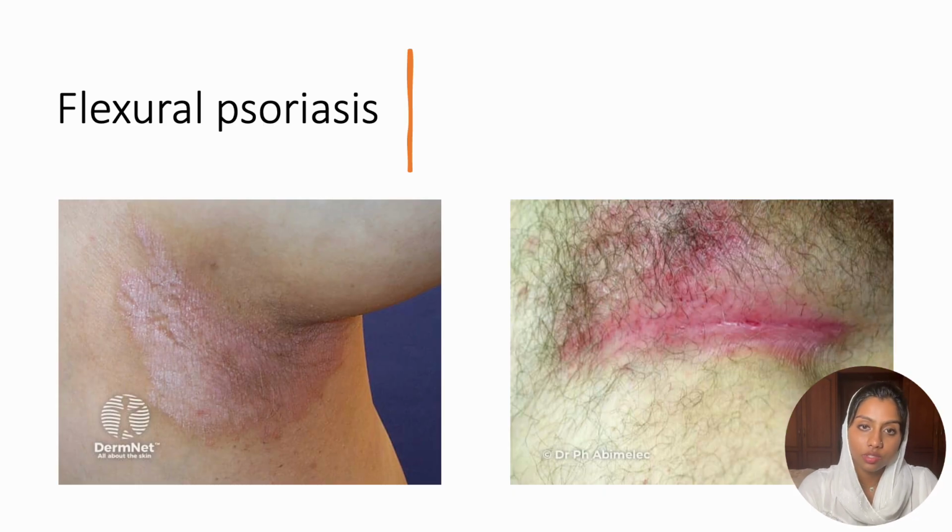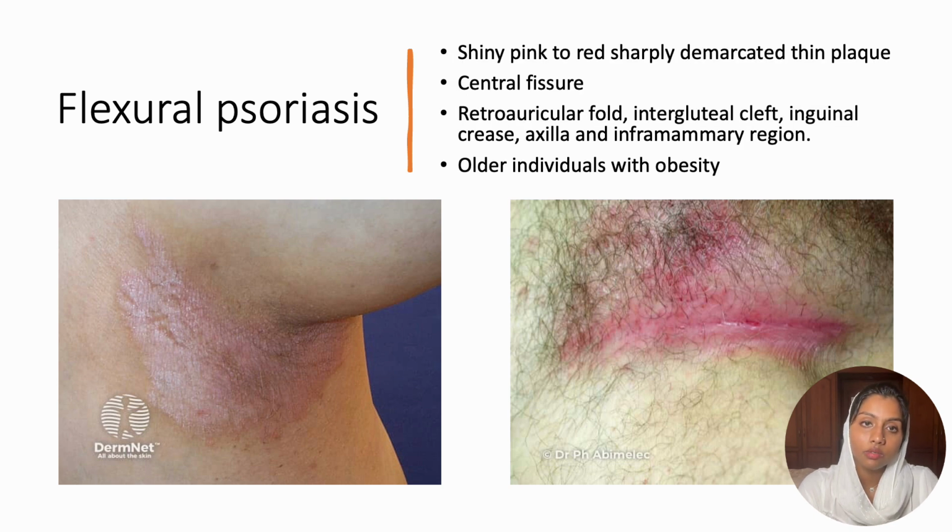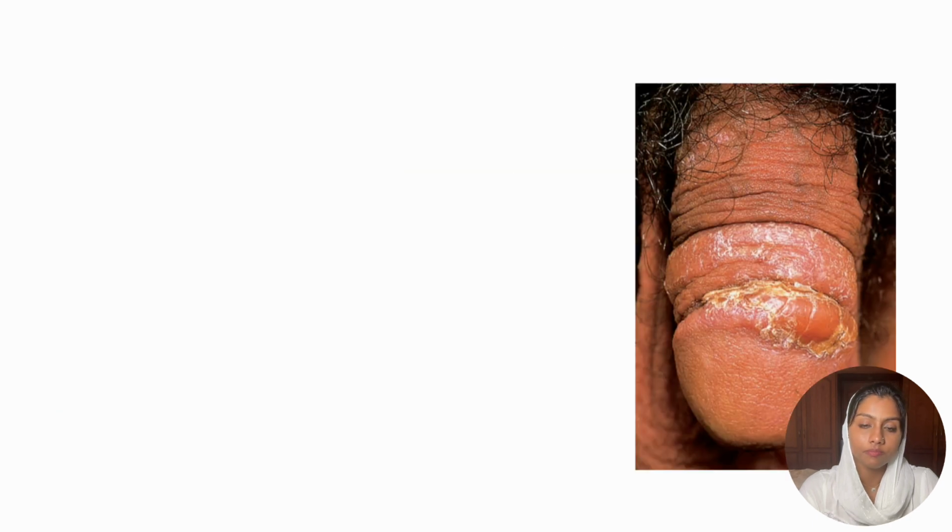Coming to flexural psoriasis, here you can see a very well-defined erythema in the flexural sites with a fissure. Generally this is seen in flexural sites like the retroauricular fold, intergluteal cleft, inguinal crease, axilla, and the inframammary region. Older individuals with obesity, it's very commonly seen.